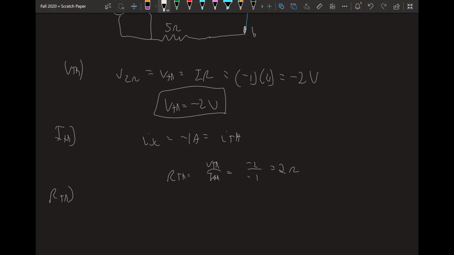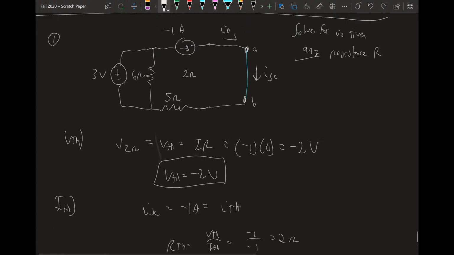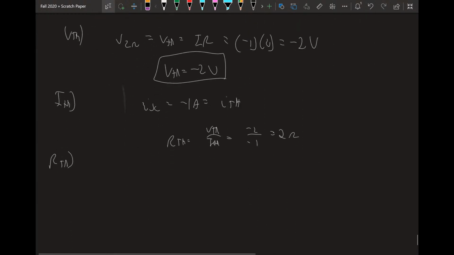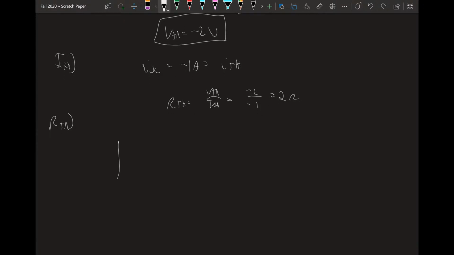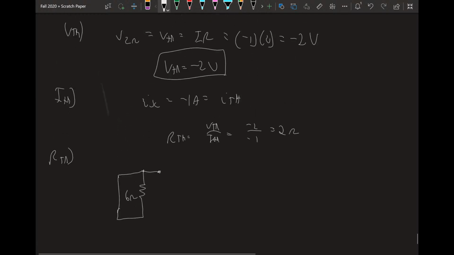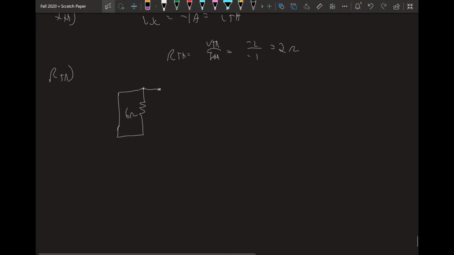So to find our R Thevenin, we deactivate our sources. Deactivating the voltage source gets a short, right? So there's a short here. This resistor was already there. Deactivating the current source gets us an open circuit.